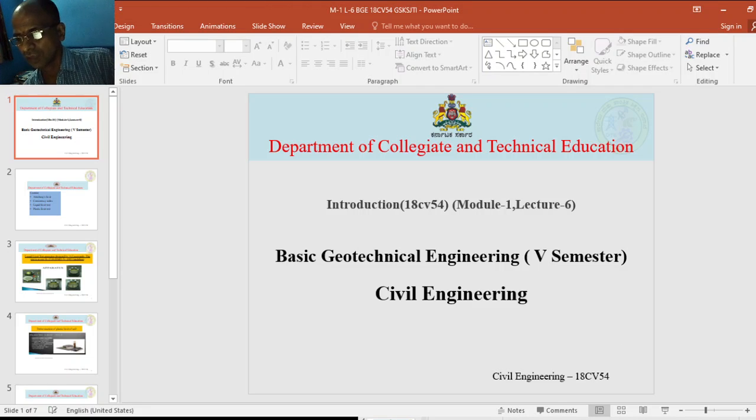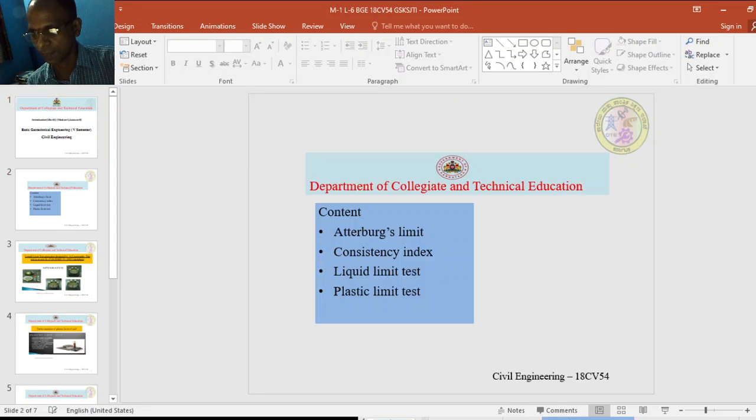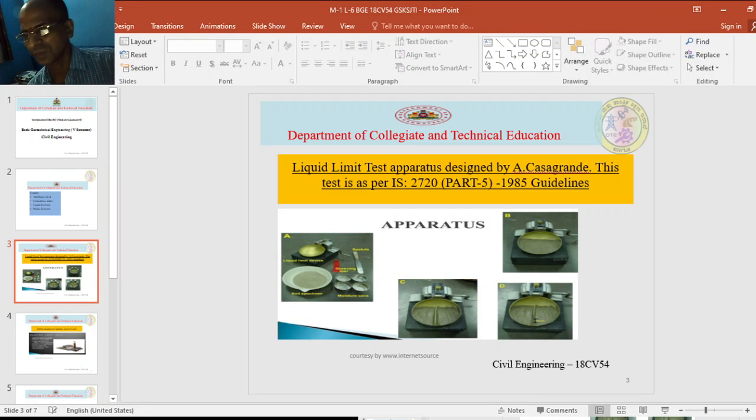Today we are discussing basic geotechnical engineering, 18CV54, for 5th semester students, under Module 1, Introduction, lecture series 6. Today's discussion covers Atterberg limits, consistency index, and the liquid limit and plastic limit tests. So what is meant by the liquid limit test?